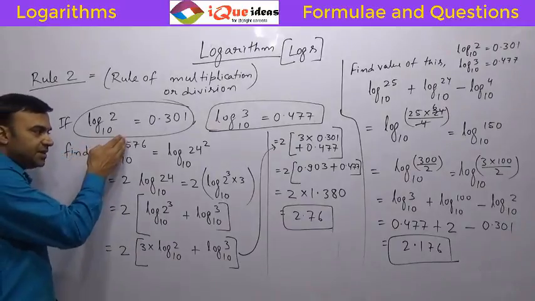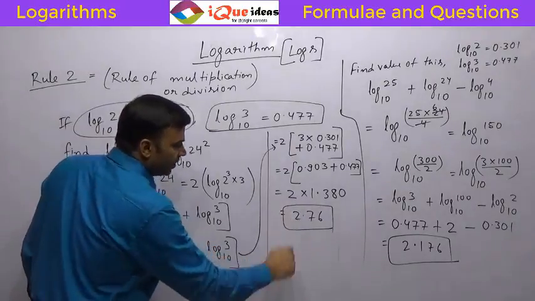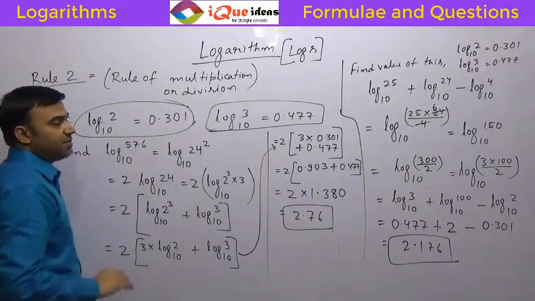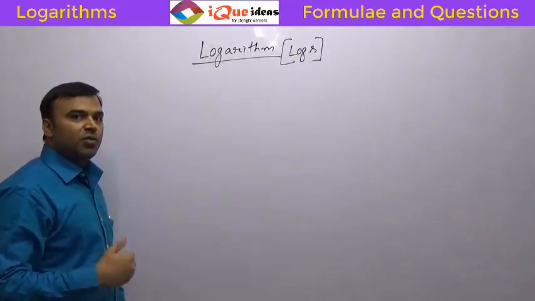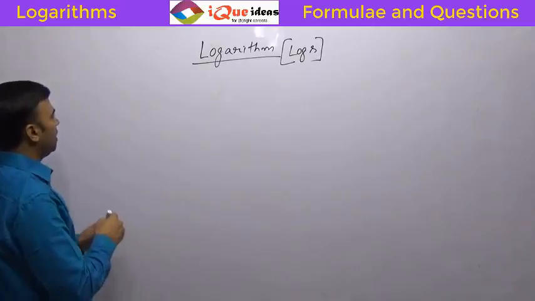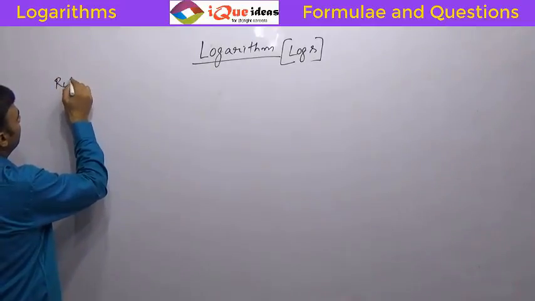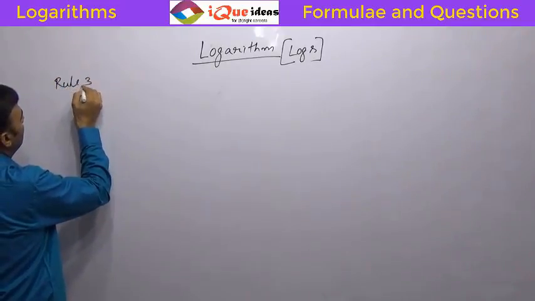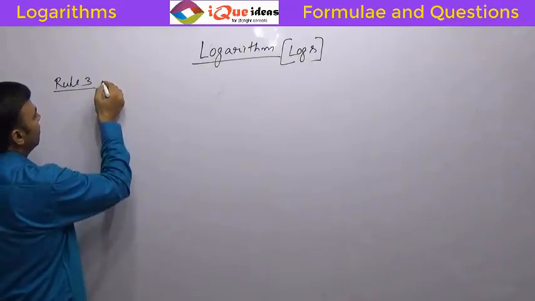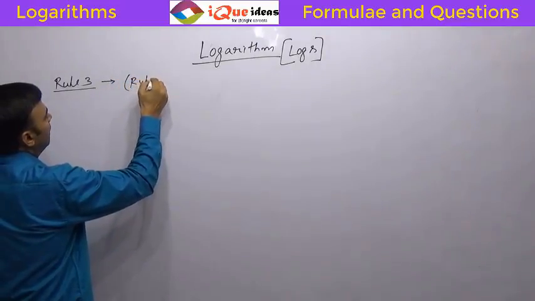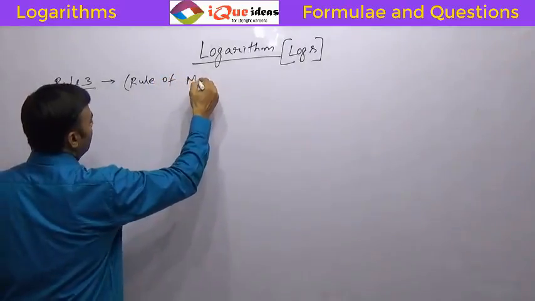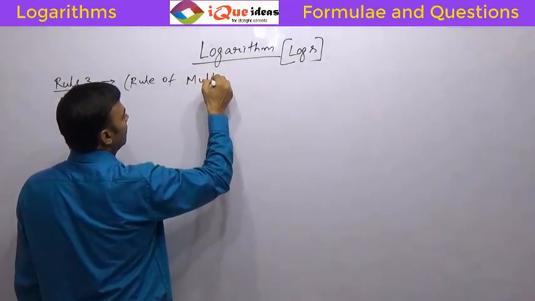So log of 576 to the base 10 is 2.76. These values must be given. Alright. Now we'll move on to the next rule. It's a very important rule, that is rule 3. And here this is called the rule of multiplication of logs.